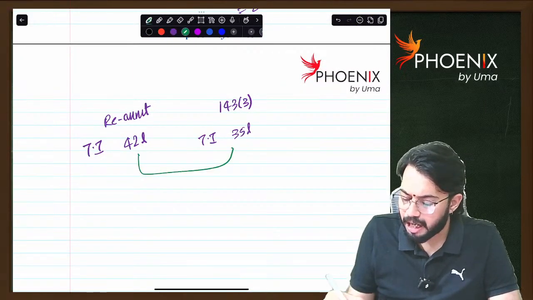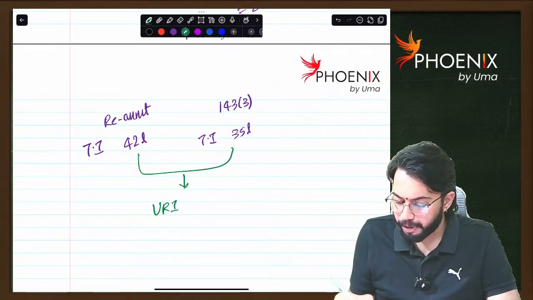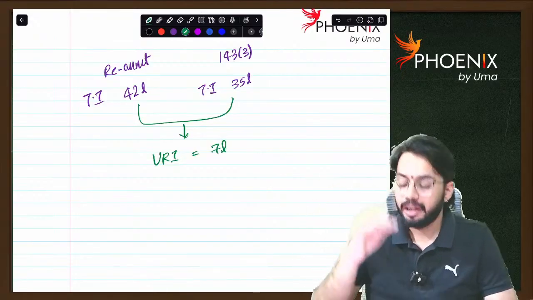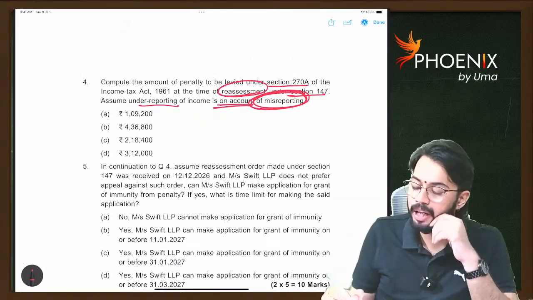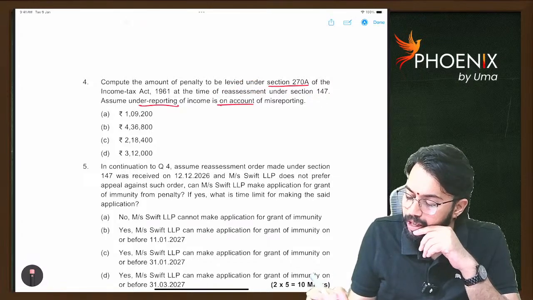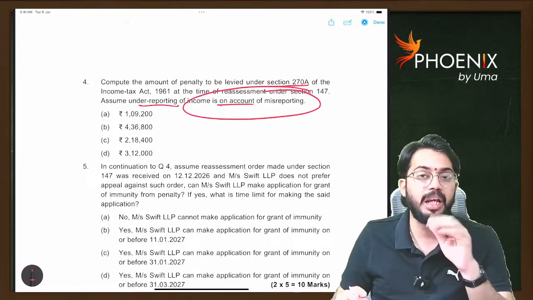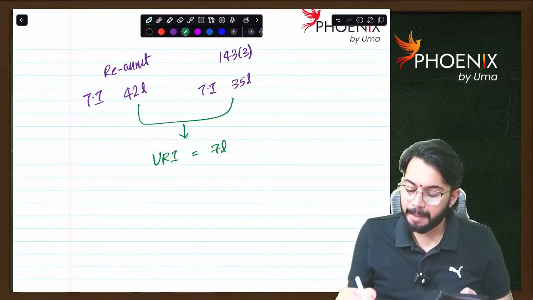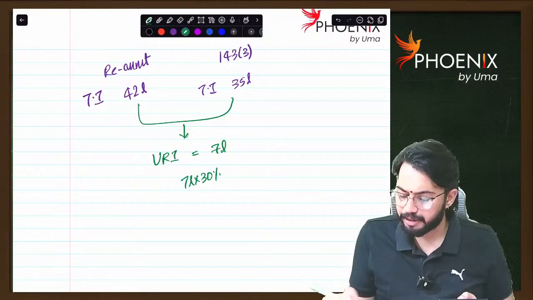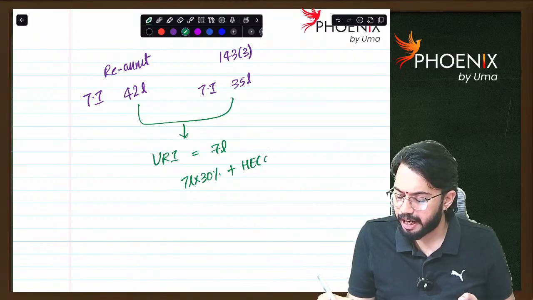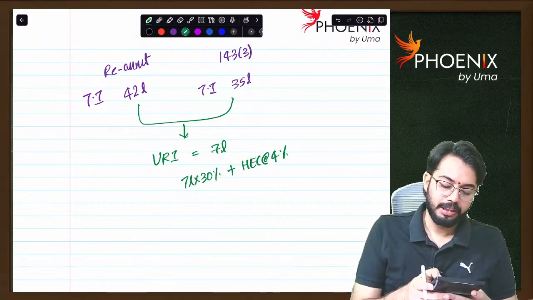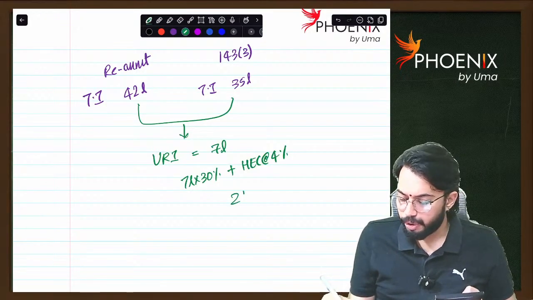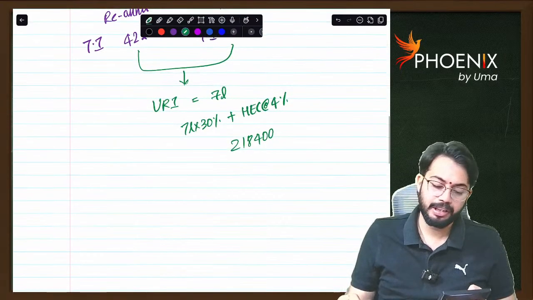Now, how much is underreported income? Underreported income is 7 lakh rupees. So we will calculate tax on 7 lakh rupees. It was said that underreporting is on account of misreporting. As it is on account of misreporting, penalty is 200%. Okay, so 7 lakhs: tax rate applicable is 7 lakh into 30% plus HEC at the rate of 4%. How much? 7 lakh into 30% into 4% HEC, 2,18,400. So this is the tax amount.